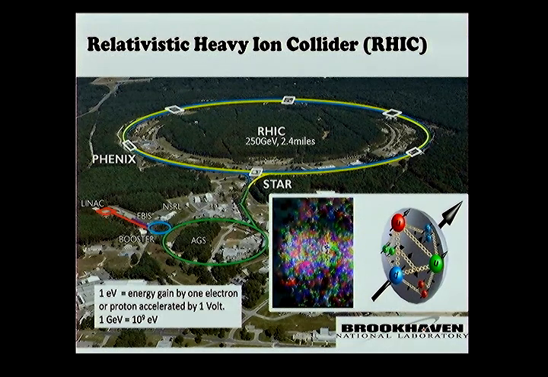To reach the 250 GeV energy, we need 250 times 10 to the 9 volts to get that energy. So after protons are generated from the source, they are continuously accelerated in the linear accelerator, in the booster, in the AGS, and also in the RHIC.